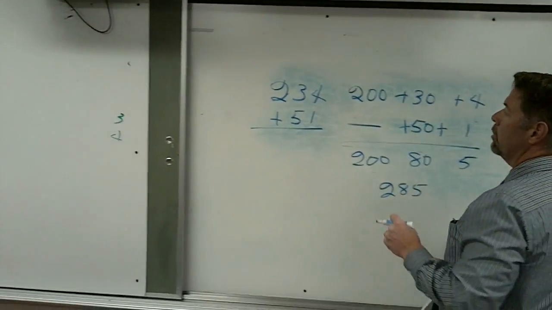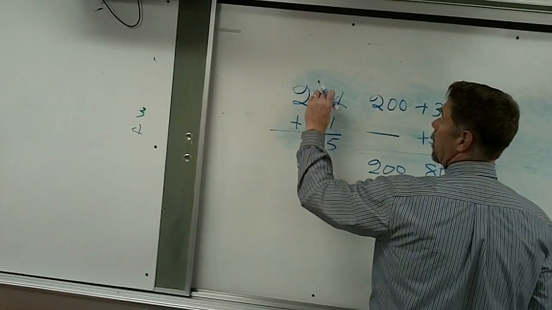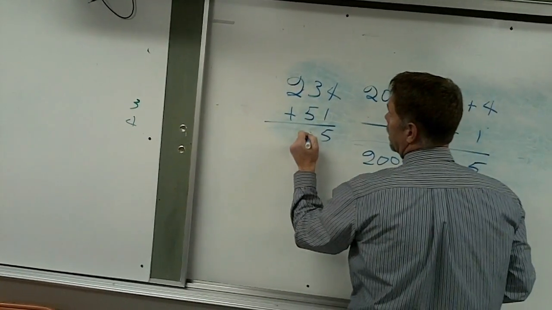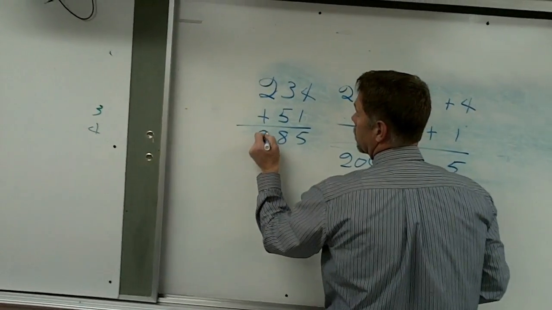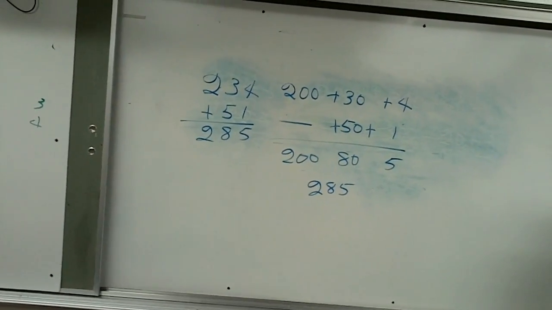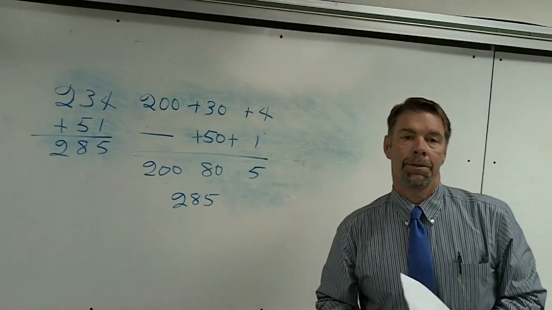Come over here to double check. 4 and 1 is 5. And essentially 30 and 50, but we look at it as 3 and 5 is 8. And 200, or 2 and 0, is 2. So that's what your paper should look like. And again, we want it nice and neat.